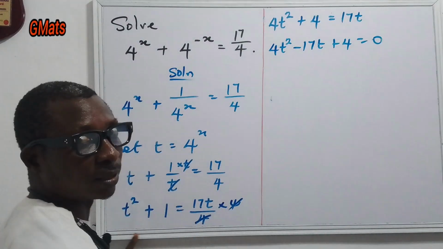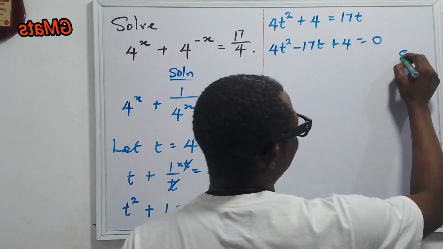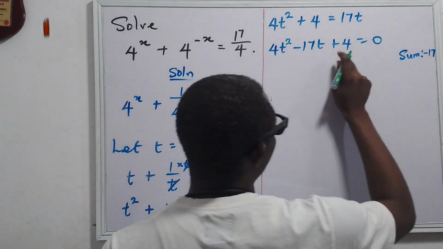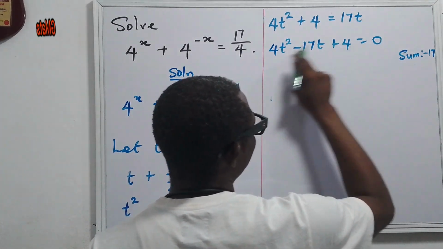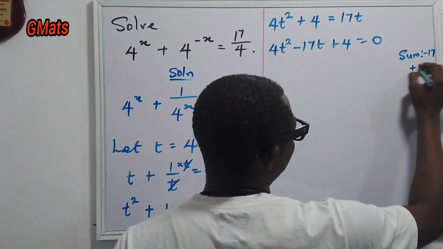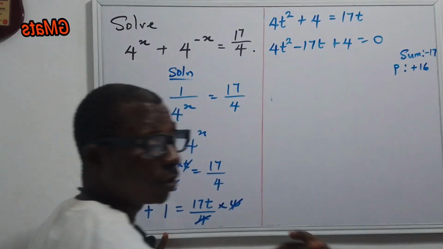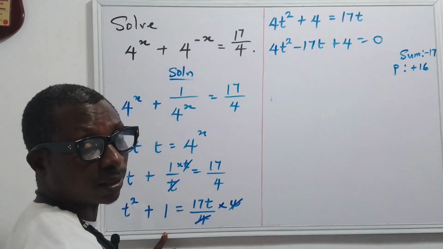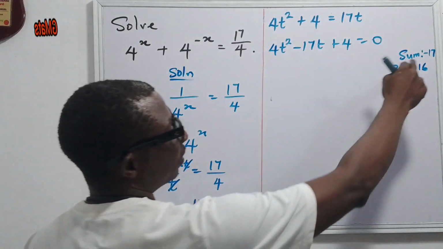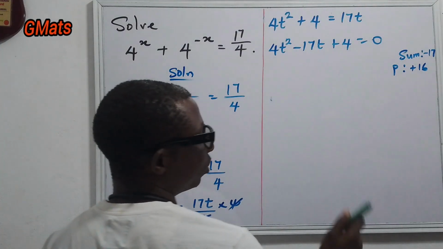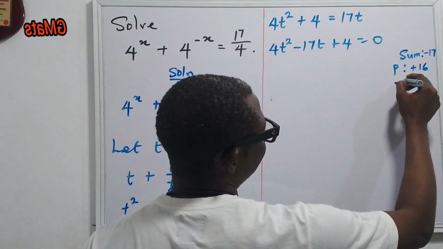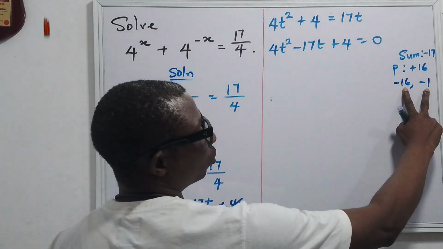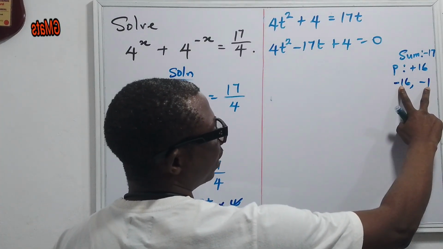So let's solve this quadratic equation. The sum is the coefficient of t, and that's negative 17, and the product is 4 times 4, that is plus 16. That's the product. So we need two numbers that when multiplied together give 16, and when you add them together, you have negative 17. What are the two numbers? We have negative 16 and negative 1. When you multiply these two together, you have this, and when you add them, you have this.